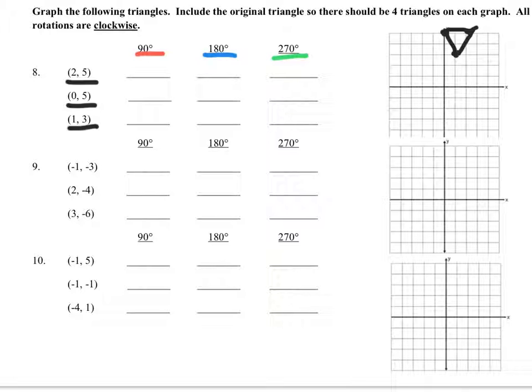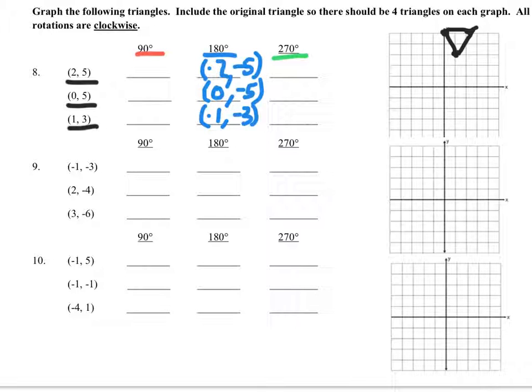There's a couple ways we can do this. First, I like to start with the 180 degrees. I know the 180 degrees rotation brings it halfway around the graph. And so, to get halfway around the graph, everything is just opposite. When you had positive numbers, we now have negative numbers. If you had negative numbers, you now have positive numbers. So instead of 2, 5, we'll now have negative 2, negative 5. Instead of 0, 5, we'll still have 0, but then we'll have negative 5. And instead of 1, 3, we'll have negative 1, negative 3.